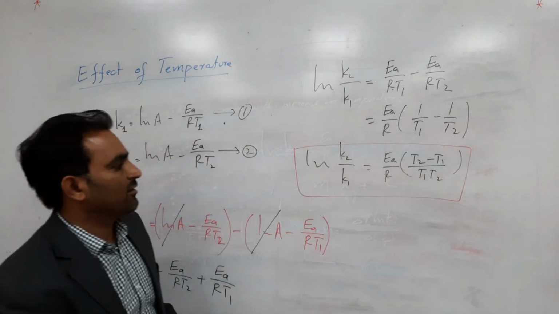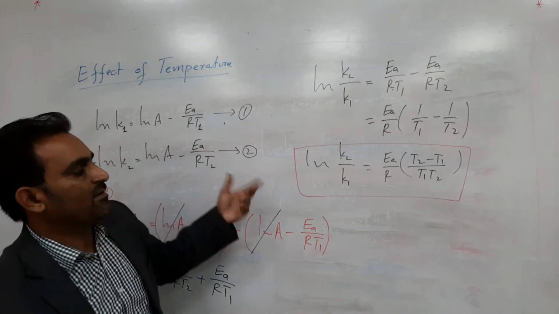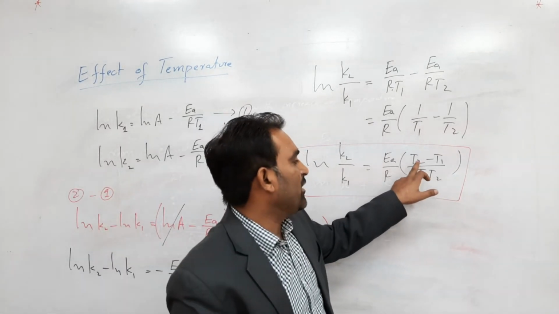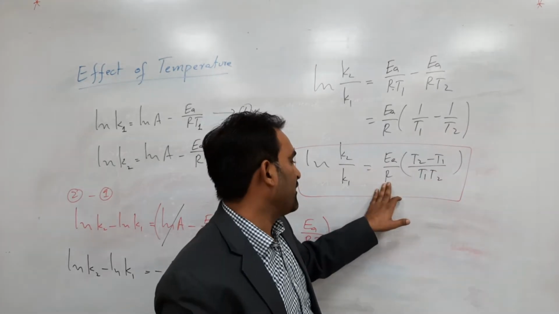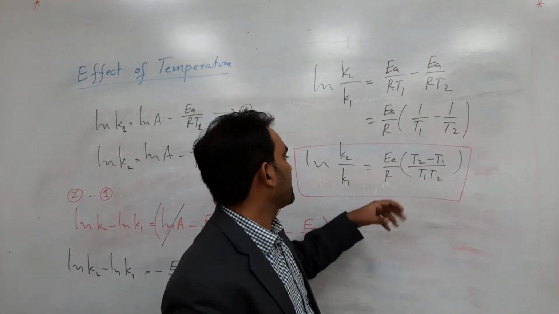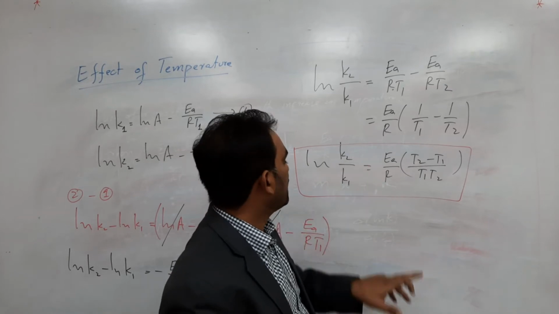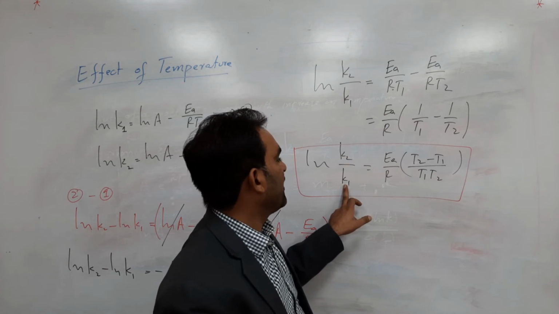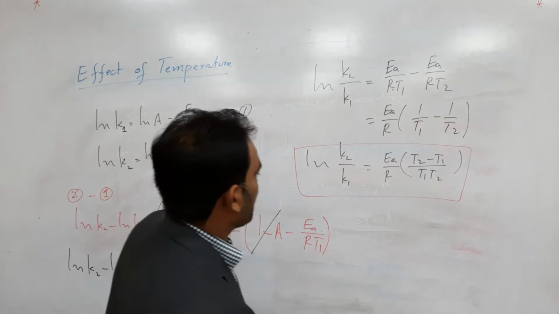By using this equation, you can determine the rate constant at two different temperatures. Now you have the value of K2, the temperatures T1 and T2 in Kelvin, and you know the value of R. You have through experiment the value of the rate constant at temperature T2 and the value of the rate constant at temperature T1. Then you will be able to find the value of activation energy.